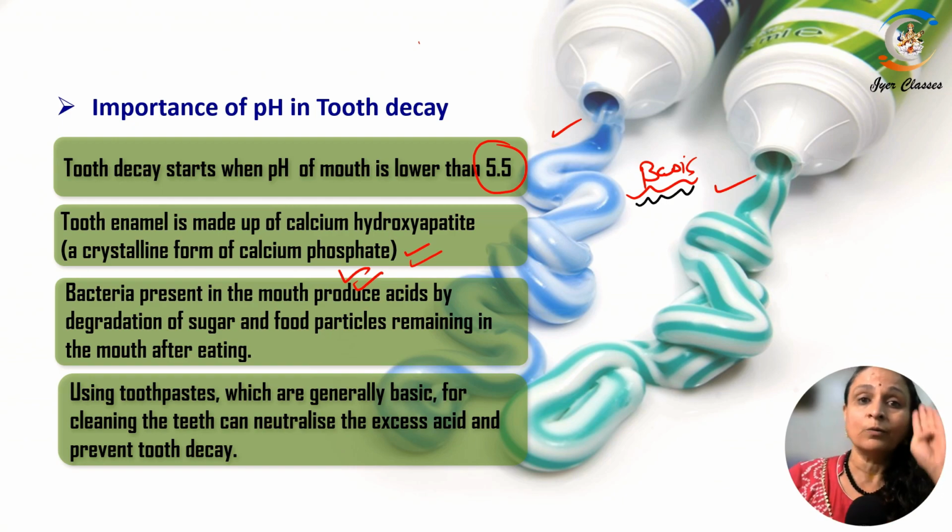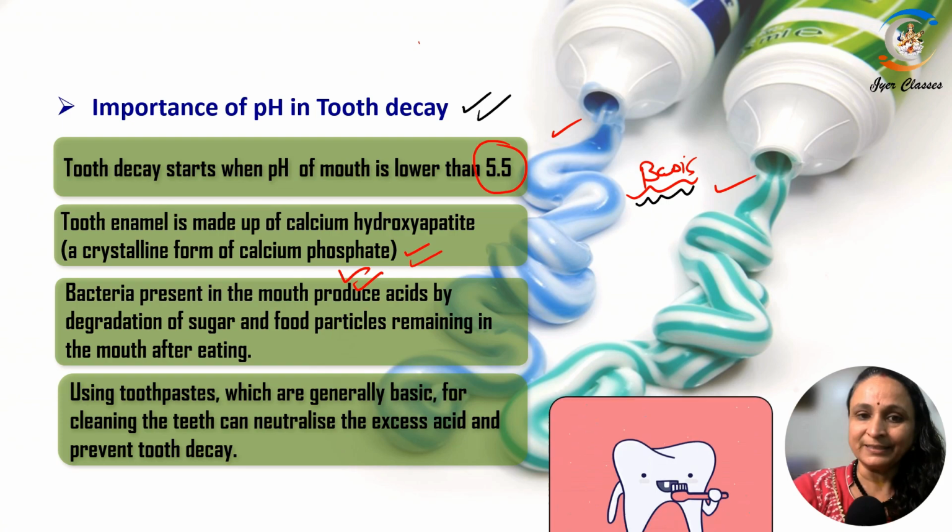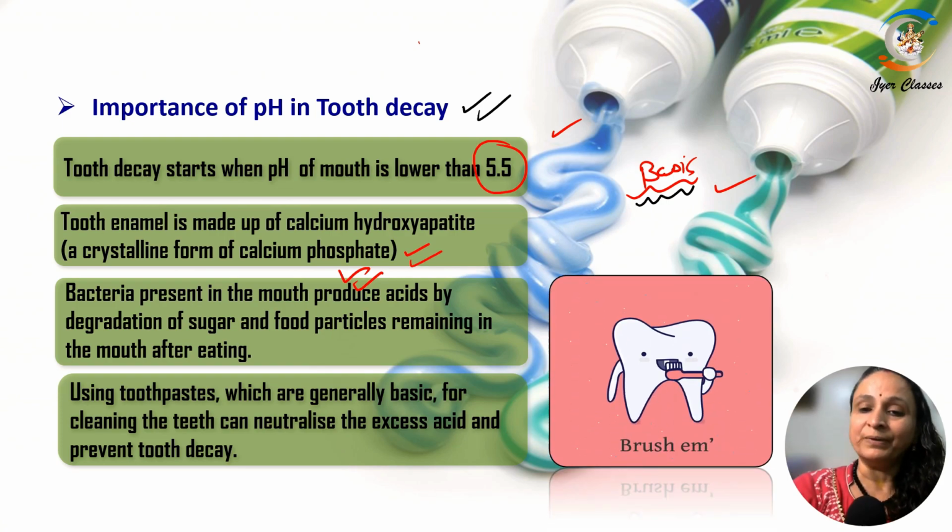So when you chew the stick and make a brush out of it and brush your teeth using this stick, what will happen? The acids in your mouth get neutralized and your teeth are safe. चमचमाता हुआ प्यारा सा टीथ आपका लाइफ लॉन्ग होगा. ठीक है? So this is the importance of the pH in the tooth decay, right? Okay. So brush your teeth regularly.